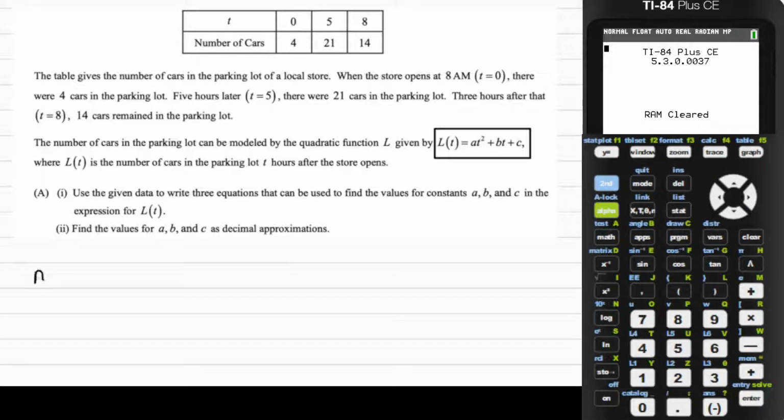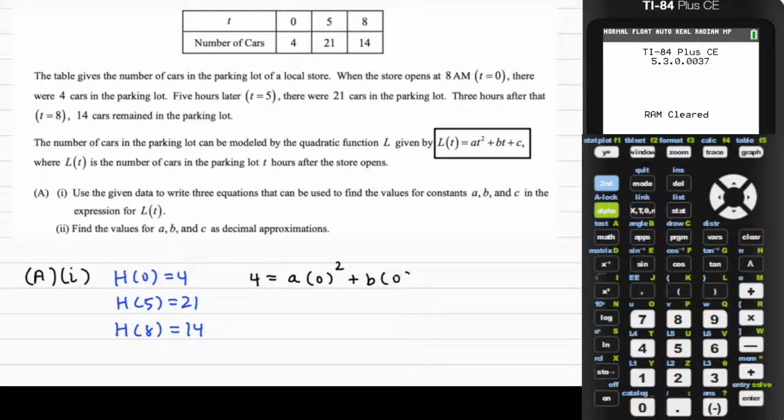So a1, we're going to write equations, but this time it'll be 3 equations because there's 3 data points. So I'm going to write down my data points. H of 0 equals 4. H of 5 equals 21, and H of 8 equals 14. And because there's 3 unknowns in my model, I'm going to need to have 3 data points in order to get a reasonable model. So, all right, what am I thinking? Okay, 3 equations. H of 0 is 4. So 4 equals A times 0 squared, t squared, plus B times t plus c. So that is showing me that c equals 4.